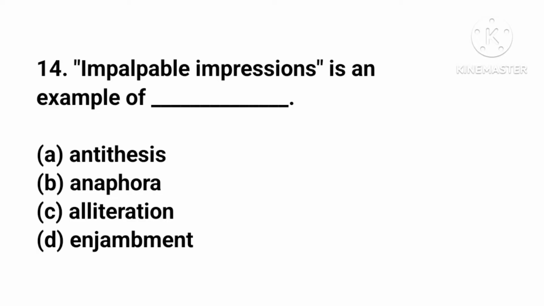Impalpable impressions is an example of option A, antithesis, option B, anaphora, option C, alliteration, or option D, enjambment.